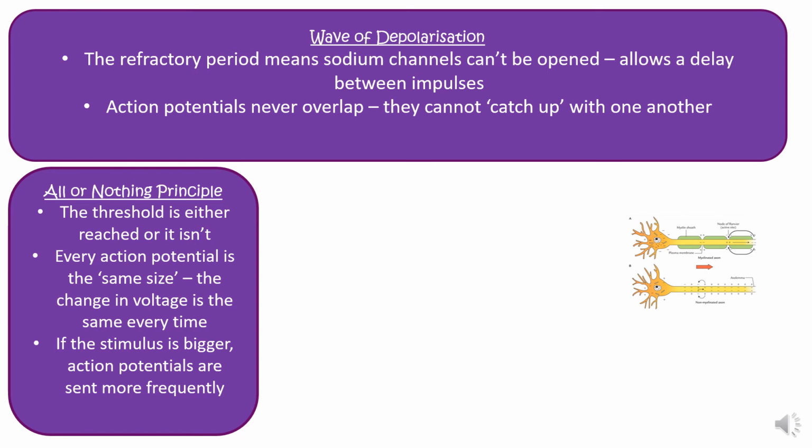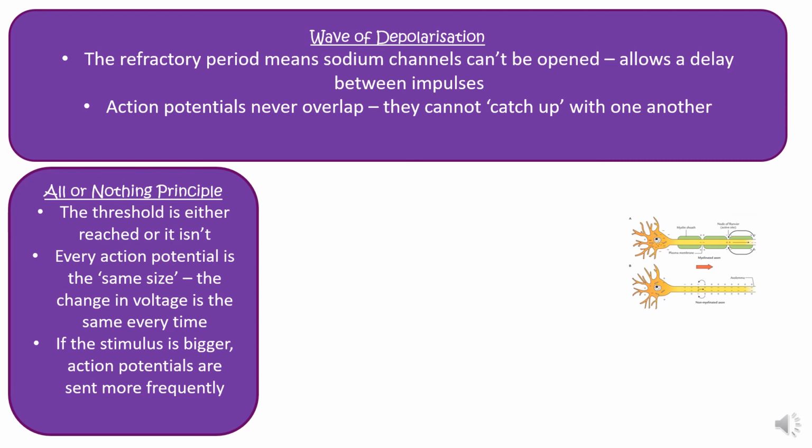We also need to understand the all or nothing principle. So we talked earlier about the threshold. You either reach the threshold and the action potential is fired, or you don't. You can't fire a small action potential or a large action potential. They're all the same size. The change in voltage is the same every time.